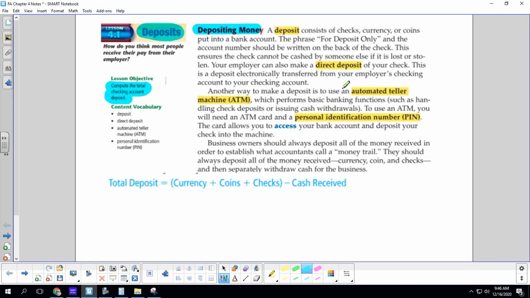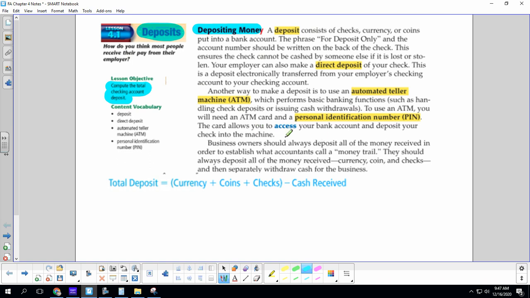Another way to make a deposit is to use an automated teller machine, an ATM, which performs basic banking functions such as handling check deposits and issuing cash withdrawals. To use an ATM, you need an ATM card and a personal identification number, or a PIN. This card allows you access to your bank account and deposit your check into the machine.